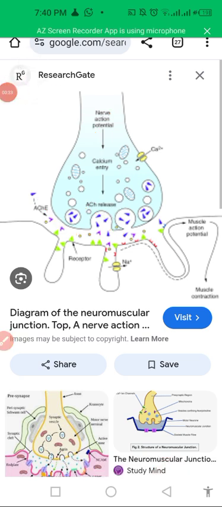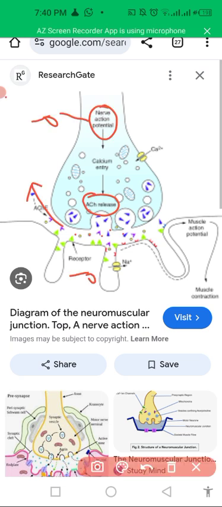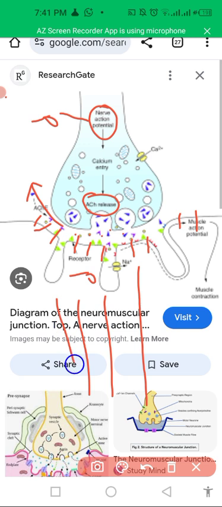So the acetylcholine binds with the receptors present on the postsynaptic membrane. Acetylcholine binds to these receptors and contraction is generated in the postsynaptic membrane. So this is the normal mechanism. Then this acetylcholine is broken down by acetylcholine esterase for reuse.